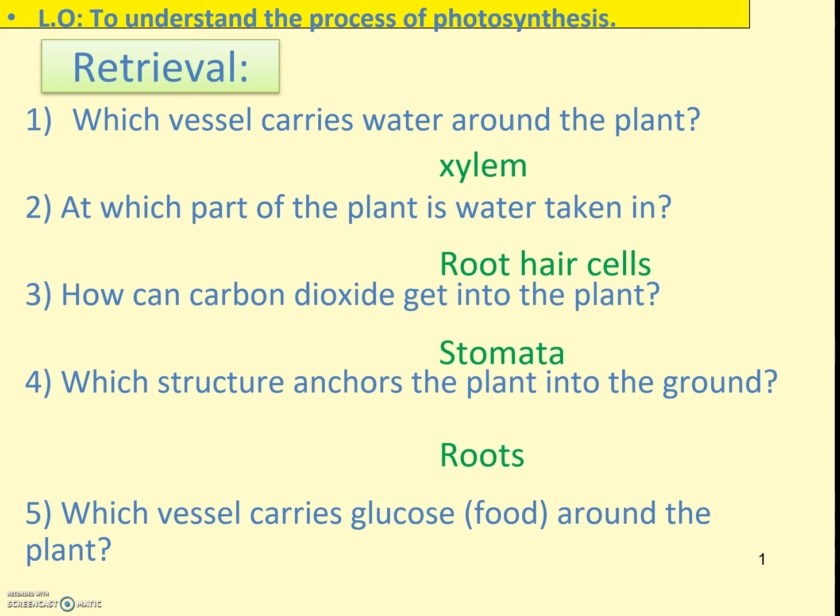Number 4 states, which structure anchors the plant into the ground? And that would be the roots. This structure is specifically adapted for this purpose. And finally, which vessel carries glucose or food around the plant? That would be the phloem, which moves glucose and amino acids to the rest of the plant.